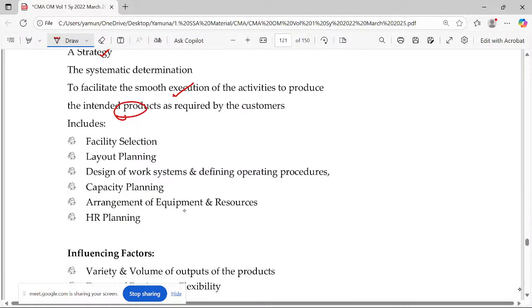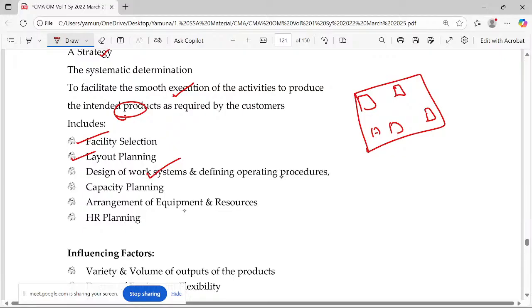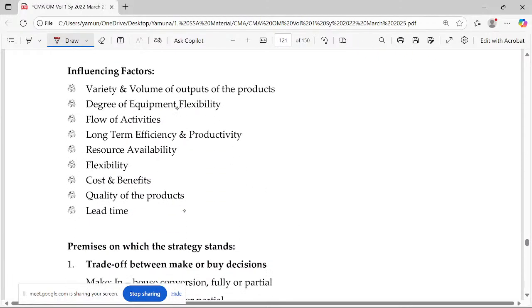Actually, you cannot say this is the only process involved. That may be related to facility, and that may be related to the layout. What do you mean by layout? This is your location; you plan where to place which one. This is the layout. Then what type of work systems you need, how you are going to design the operating procedures, capacity planning, where you have to arrange which equipment and resources, and what type of HR. What are the factors that influence this process design? Variety and volume of products, degree of equipment flexibility. We have done all these earlier.